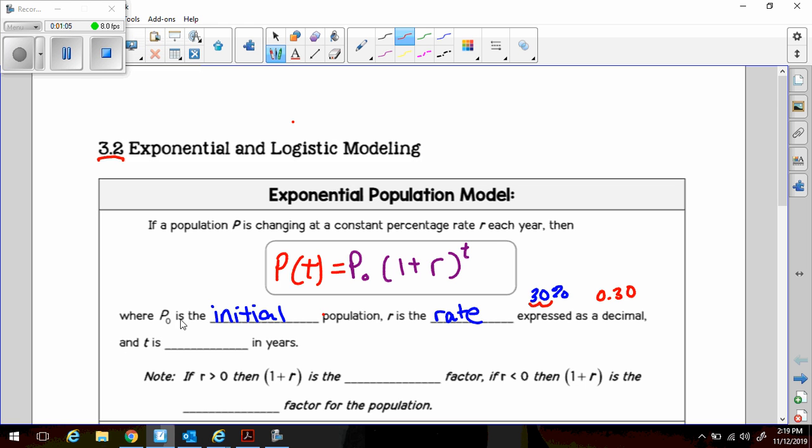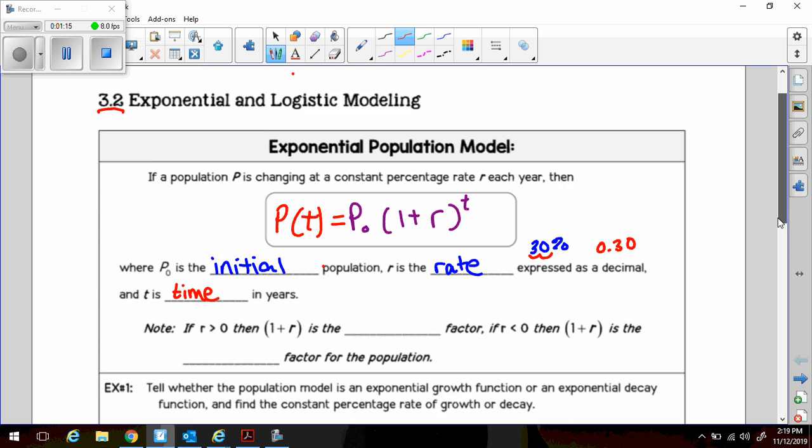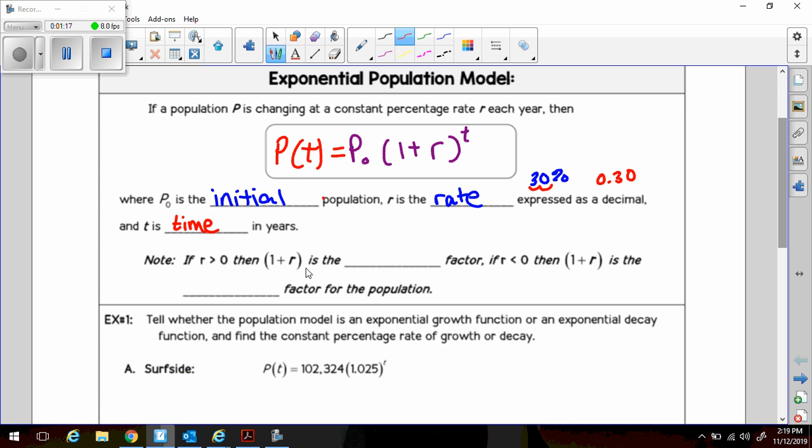And our T is our time in years. So the T is time in years. So if they give you 12 months, that's going to be time as 1 year. Okay, if R is greater than 0, then 1 plus R is growth. If R is less than 0, of course, then it's going to be a decay.